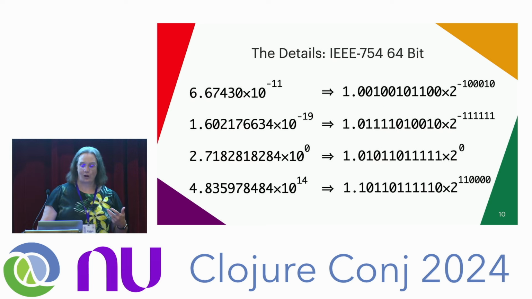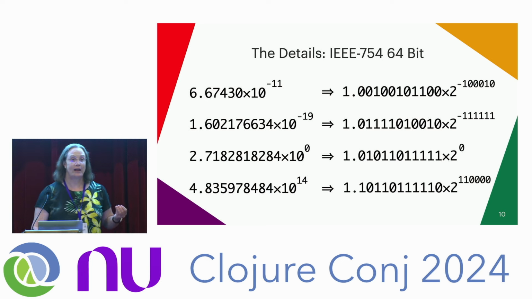Okay, so what's involved in these numbers? The 64-bit floating point number format essentially represents numbers in scientific notation, except in binary. So you can see some constants on the left there.